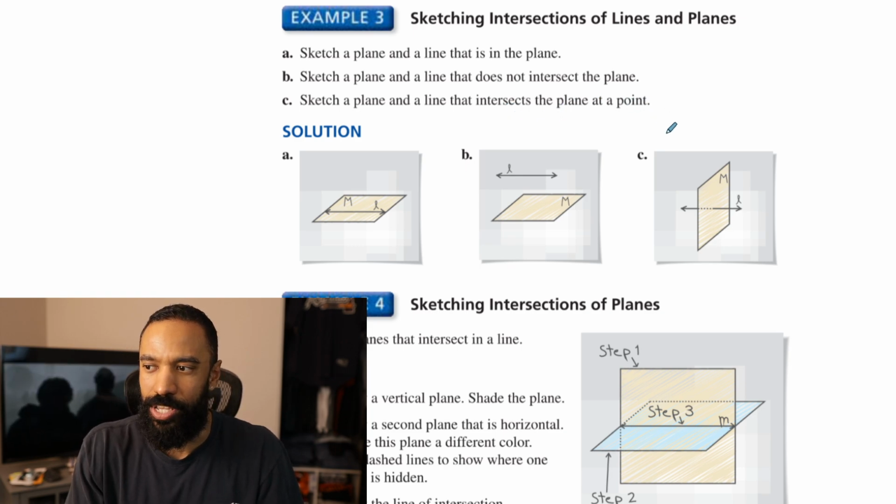Sketch a plane and a line that intersects the plane at a point. So a line can go through, strike through it, boom, and it just hits that one point and goes out.